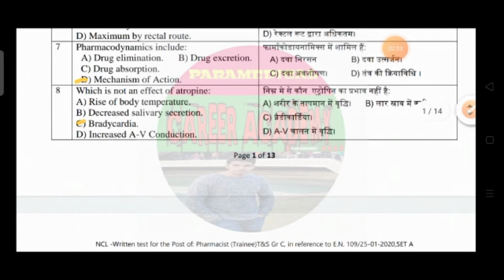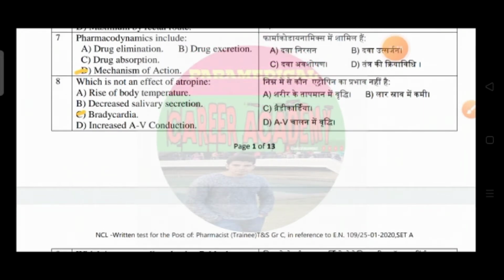Question number 8: Which is not an effect of atropine? Option A is rise of body temperature, option B is decreased salivary secretion, option C is bradycardia, and option D is increased AV conduction. So the correct answer is option C, that is bradycardia.